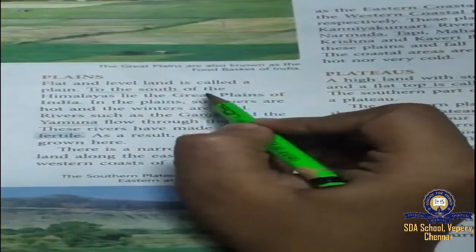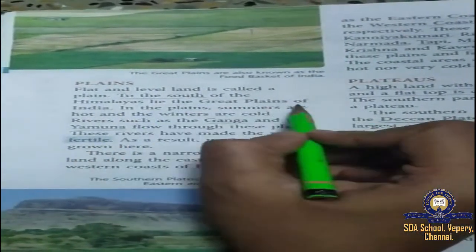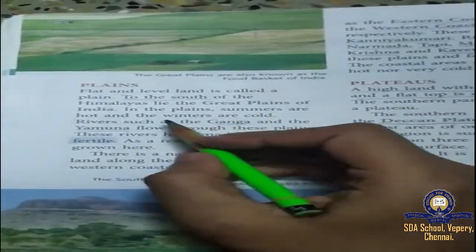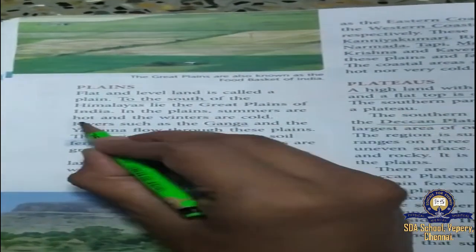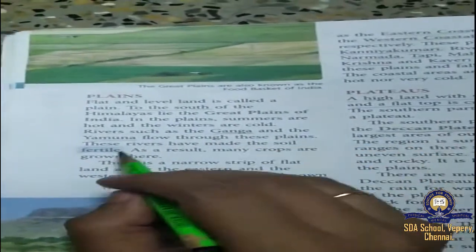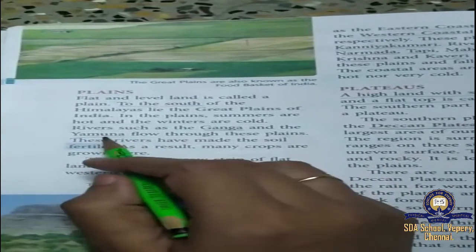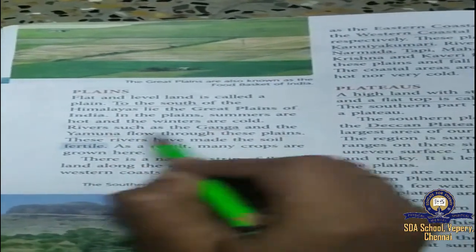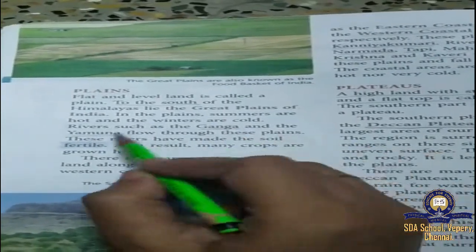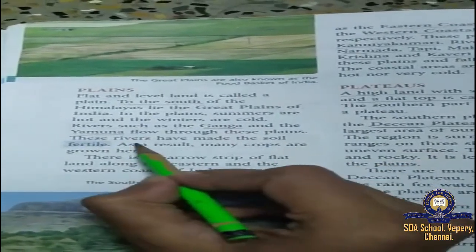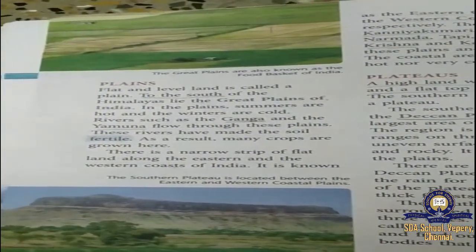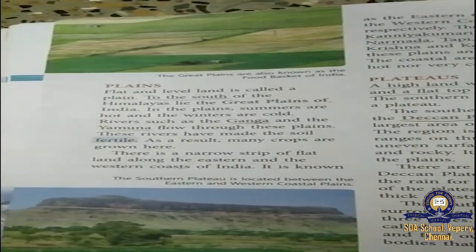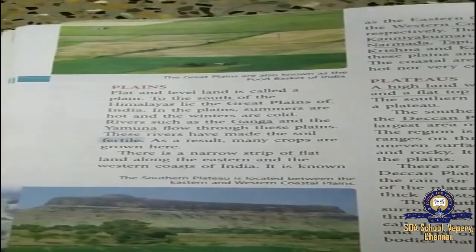To the south of the Himalayas lie the Great Plains of India. Where do the Great Plains of India lie? To the south of the Himalayas. In the plains, summers are hot and winters are cold. What are the rivers which flow through these plains? Rivers such as Ganga and the Yamuna flow through these plains. These rivers have made the soil fertile. When the rivers flow, they make the soil fertile, fit for agriculture. And as a result, many crops are grown there, because of these rivers.